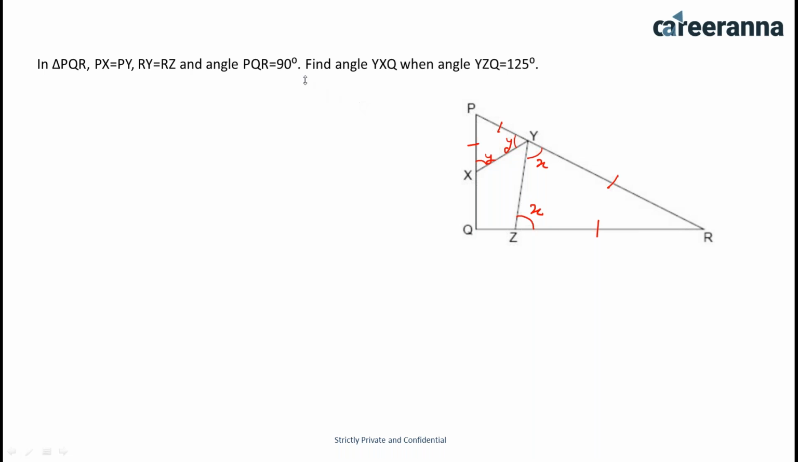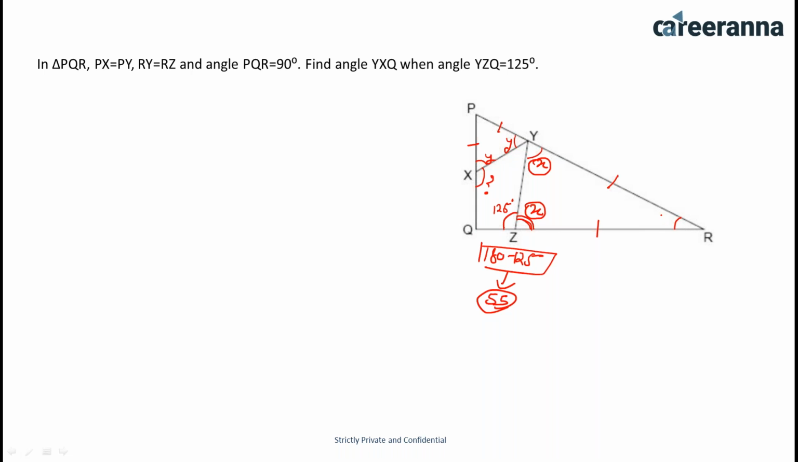Okay, the question is asking to find YXQ. You have to find out this angle. And YZQ is given to you, that is 125 degrees. So you can easily find out this particular angle, that is angle x, by 180 minus 125. From here you will get 55 degrees. So this angle is going to be 55. This angle is also going to be 55.